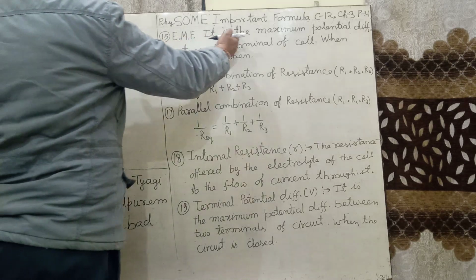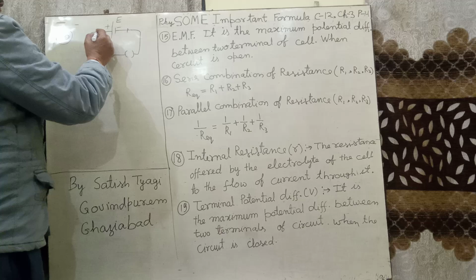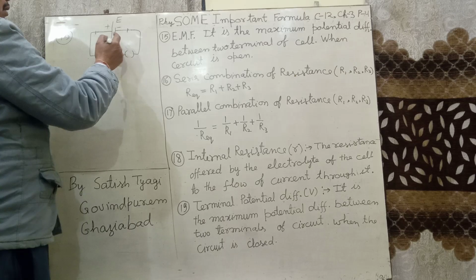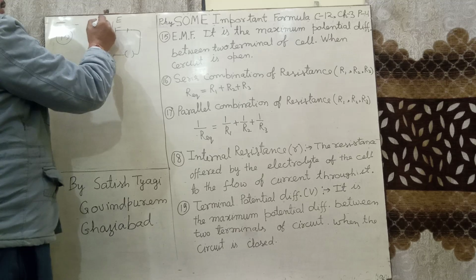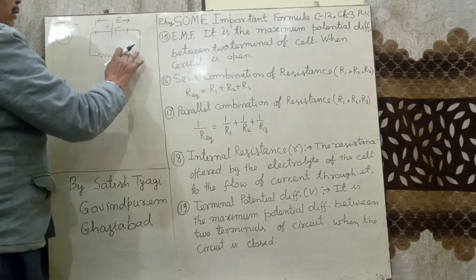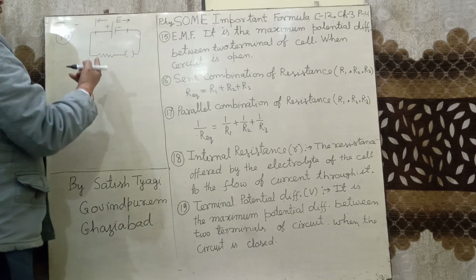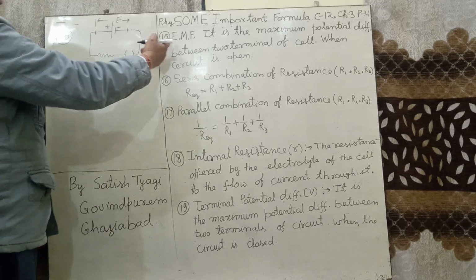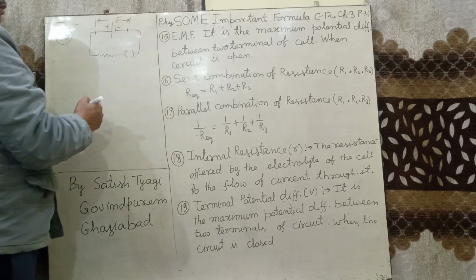EMF is the maximum potential difference between two terminals of the cell. These are the two terminals of the cell, one negative and one positive. Maximum potential difference, suppose this is E. When the circuit is open, the maximum potential difference of the terminals is called the electromotive force of the cell. It is denoted by the capital E.